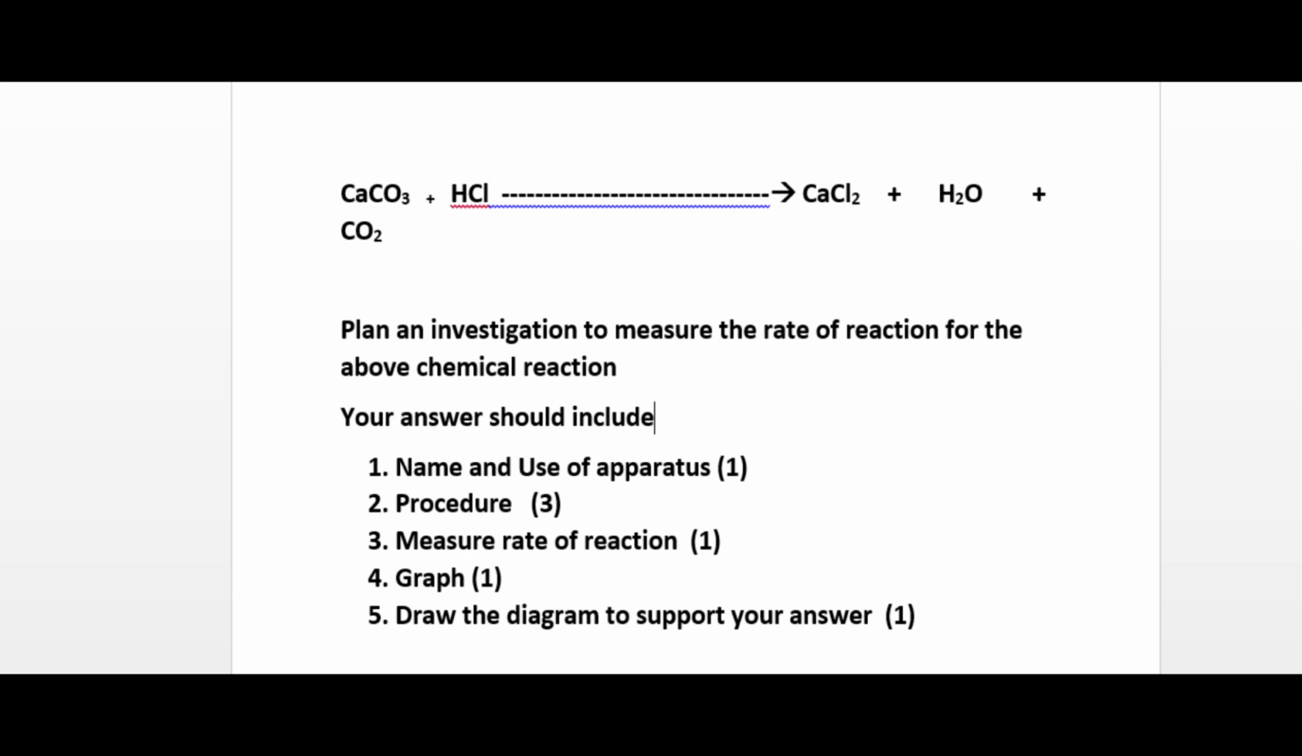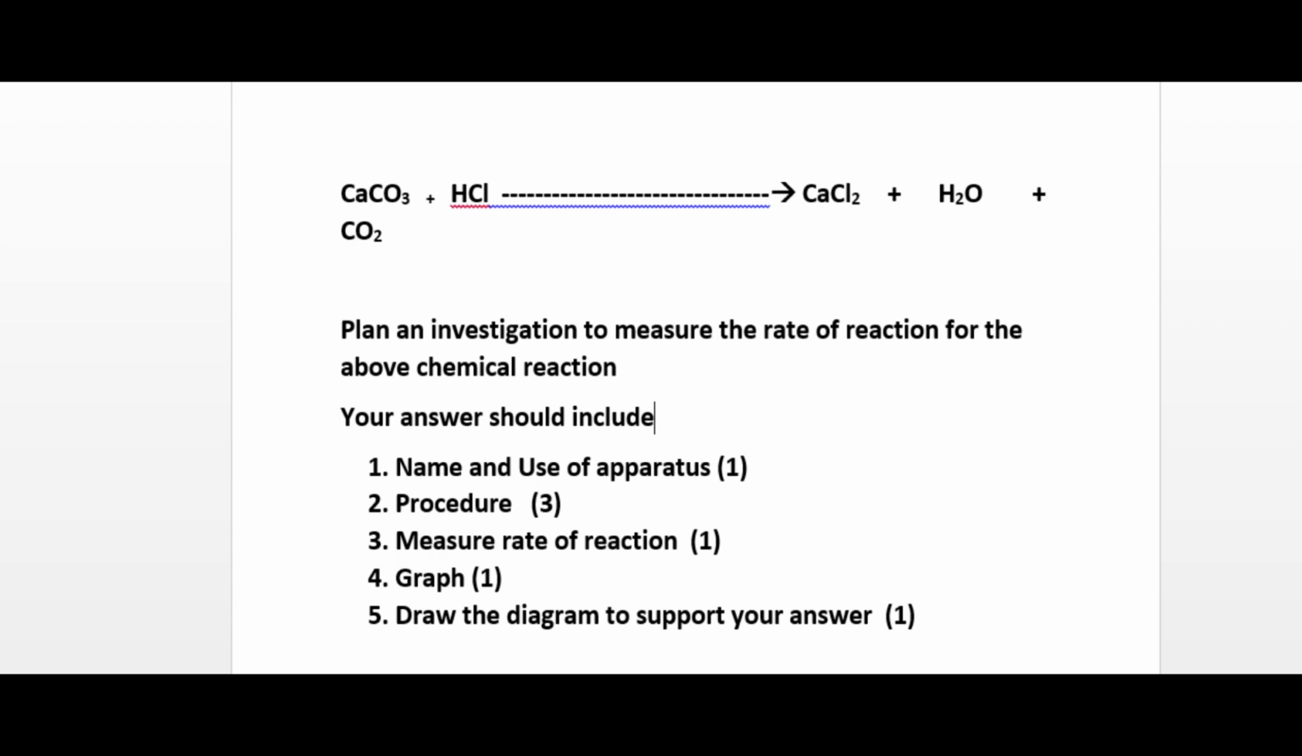Okay, student, this video will explain how you can write the answer to this question, where you are planning an investigation to measure the rate of reaction for the chemical reaction between calcium carbonate and hydrochloric acid. The instructions in the question are that your answer should include the name and use of apparatus, the procedure, and the formula for how you can measure the rate of reaction.